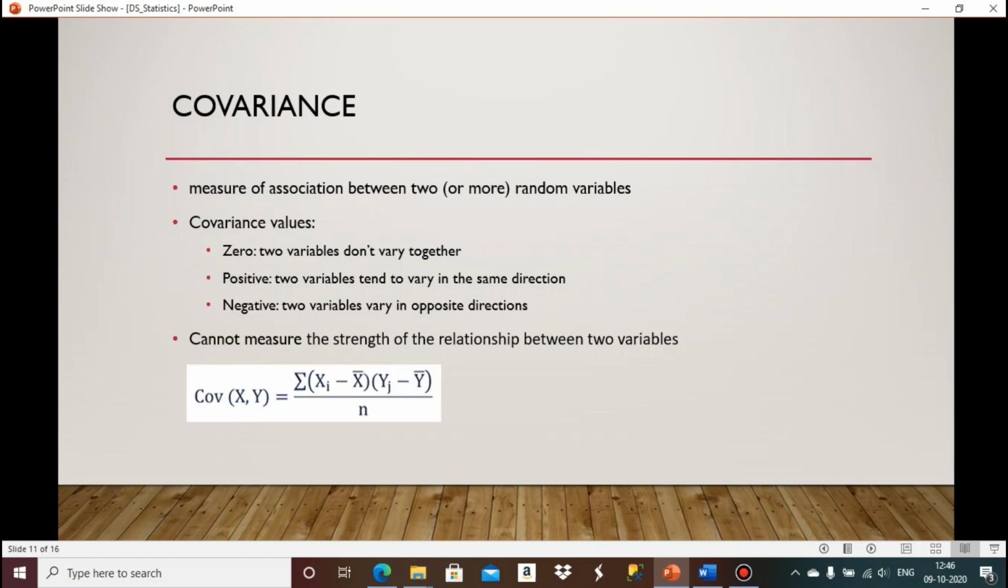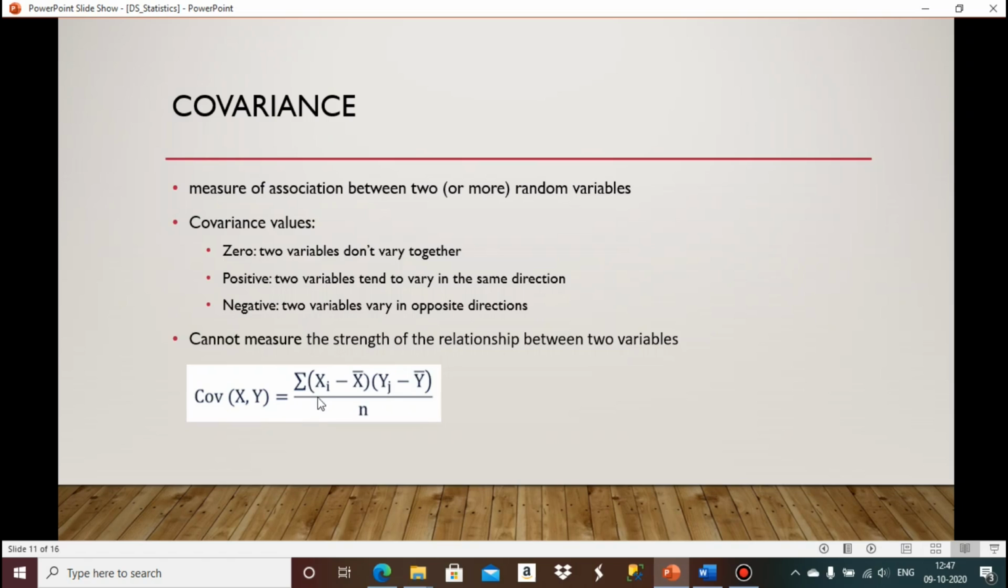Next comes negative covariance. When two variables vary in opposite directions, they are related, but when you increase x, y is decreasing, just the opposite direction, then it is a negative value. And how do you calculate covariance? This formula is given.